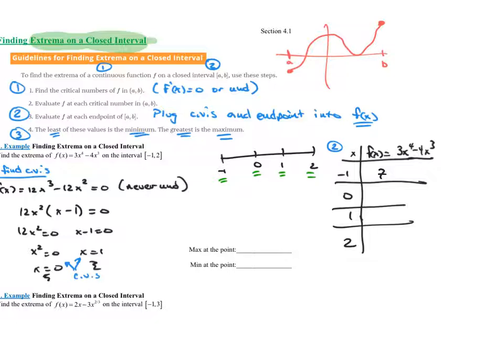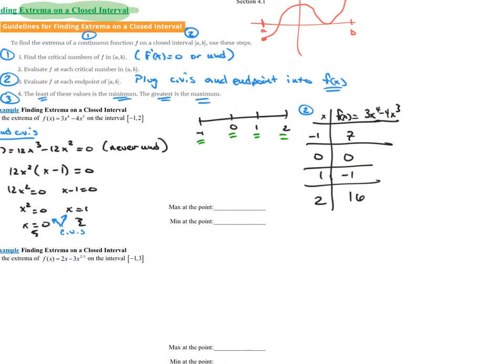0, enter. When I did that, I got a value of 0. 1, enter. When I did that, I got a value of -1. And then I plug in 2, enter, and I get a value of 16. So now that I have these, I can find my maximums and minimums.